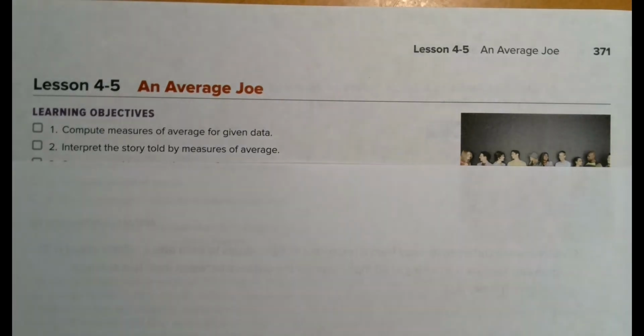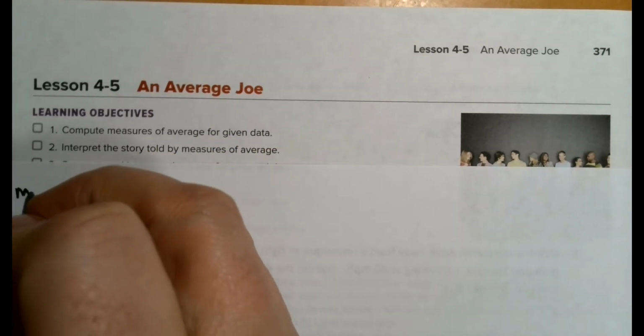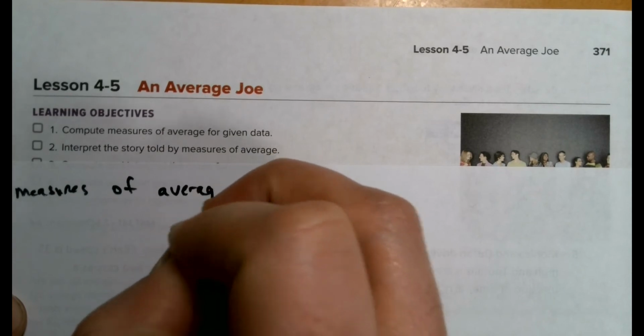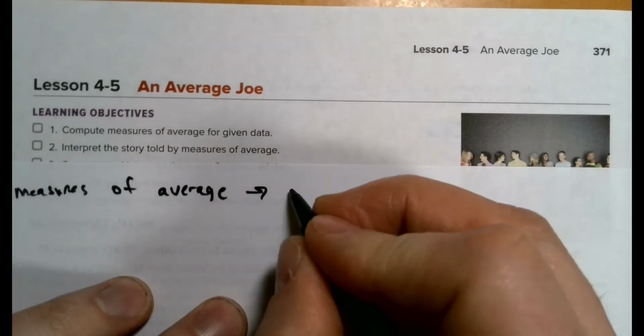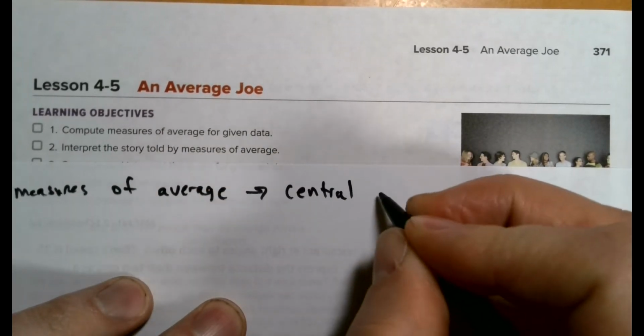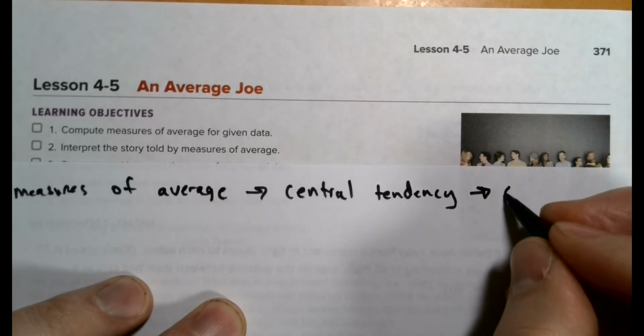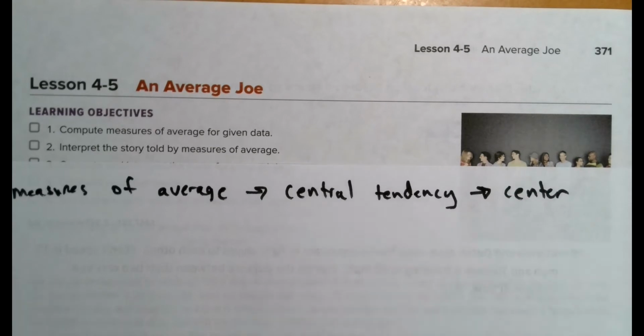We use other words for this. Measures of average can also be interpreted as central tendency, or the shorthand of them all, the center or middle of the data set. That's what we're talking about here.